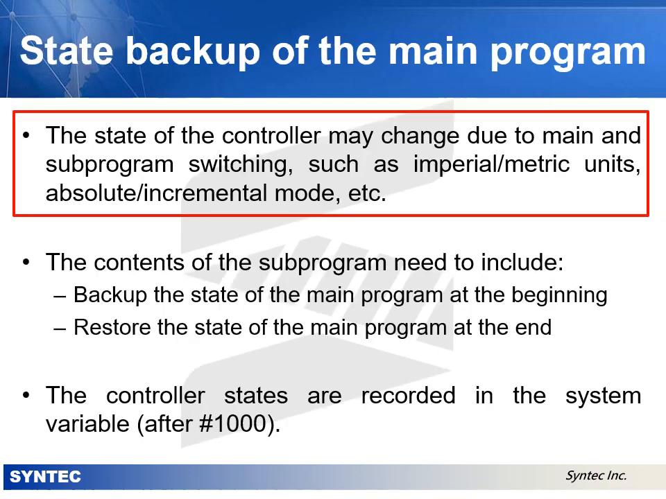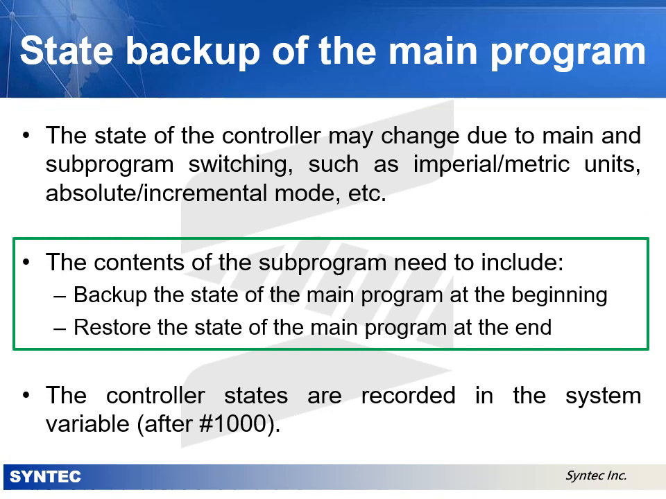The state of the controller may change due to main and subprogram switching, such as imperial and metric units, absolute and incremental mode, etc. If the user doesn't notice that, a serious machine action error may occur, resulting in an accident. Consequently, the contents of the subprogram need to include: backup the state of the main program at the beginning, restore the state of the main program at the end.